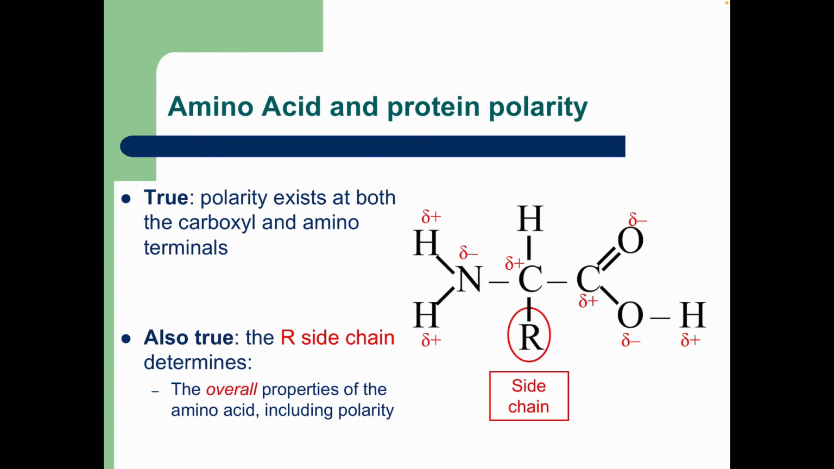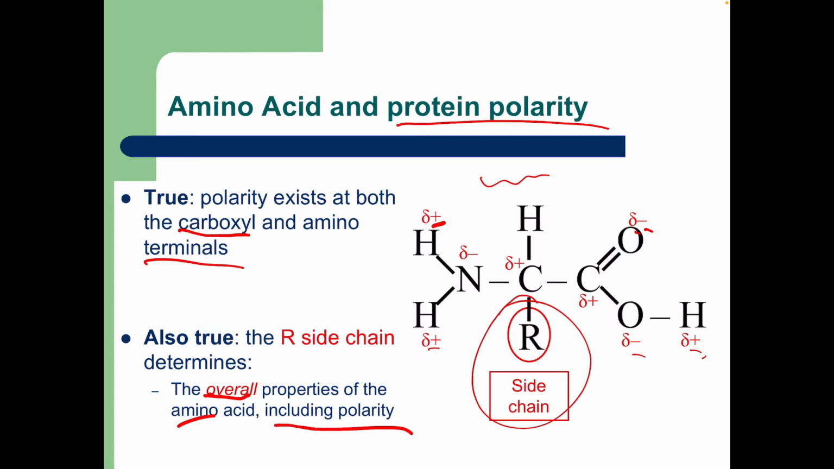So again, amino acids do have polarity. Polarity exists at both the carboxyl and amino terminals. Here we can see the charges. This is also true for our side chain, because this determines the overall properties of the amino acid, including polarity. Essentially, the amino acid is in a balanced state, but whatever the side chain is determines whether it has a negative or positive polarity, which we'll get into soon.